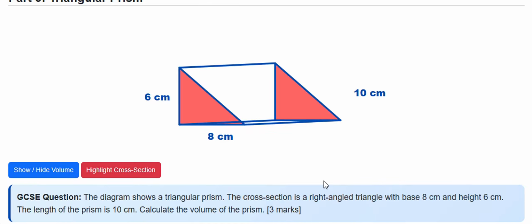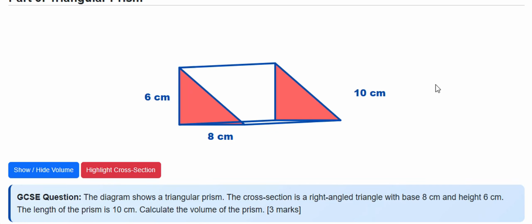There are two triangles. We already have the base of the triangle, which is 8, and the height is 6. So the base is 8 centimeters, and the height is given as 6 centimeters. We already know the area of a triangle A is given by half base multiplied by height.